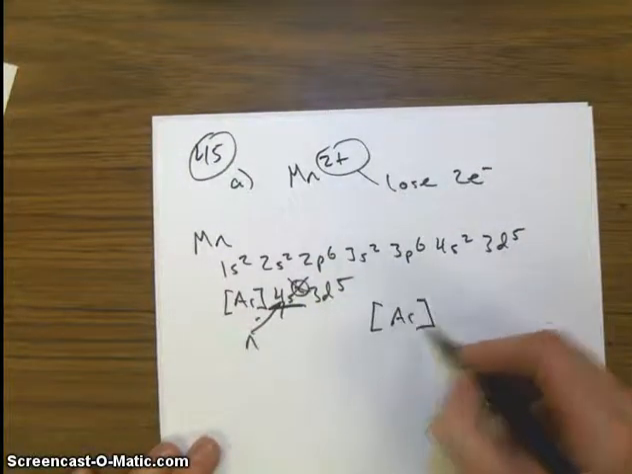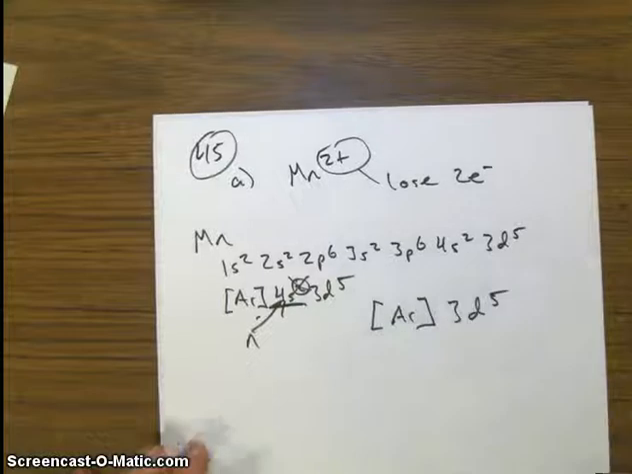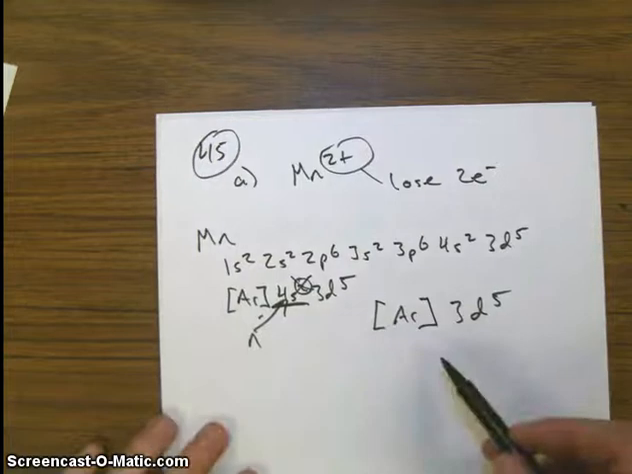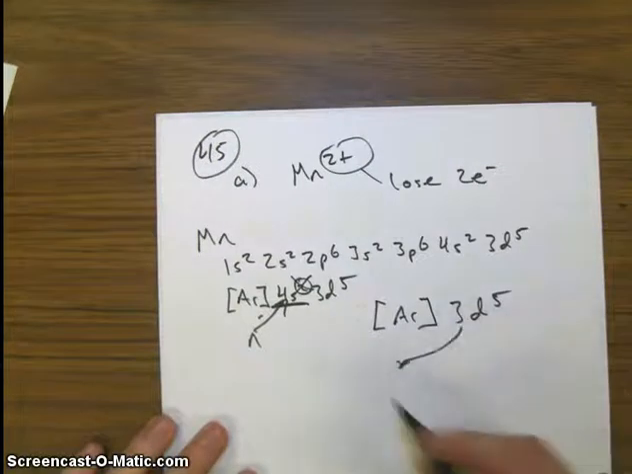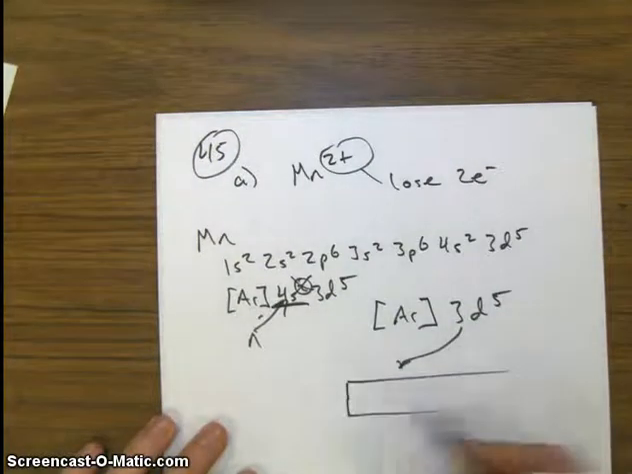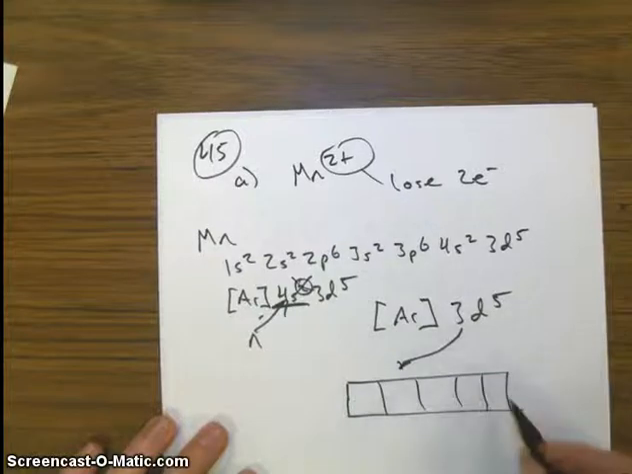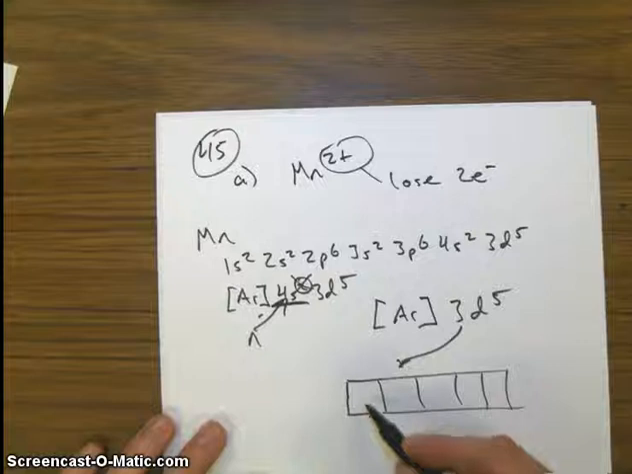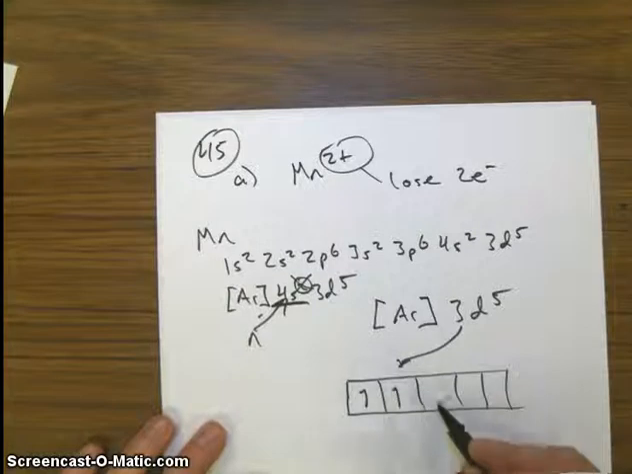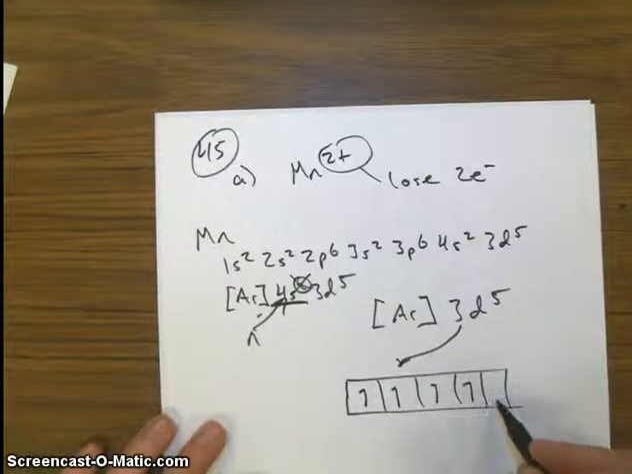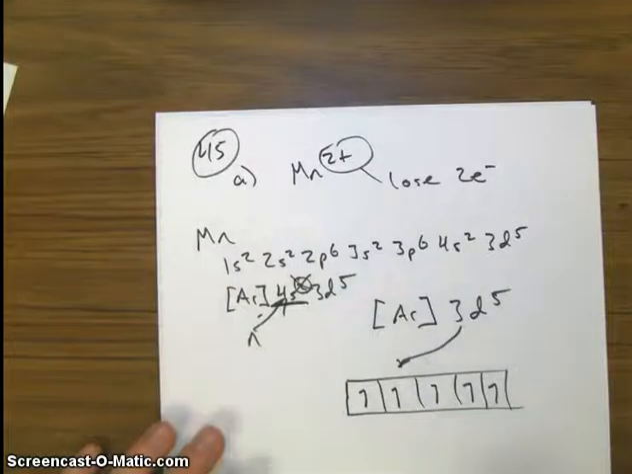So your electron configuration is Ar 3d5. Now the question is asking how many unpaired electrons there are. The way I do it is I draw the boxes. For d, we have 5 boxes: 1, 2, 3, 4, 5. With 5 electrons, I'm going to start filling it in: 1, 2, 3, 4, 5. Holy smokes, we have a total of 5 unpaired electrons.